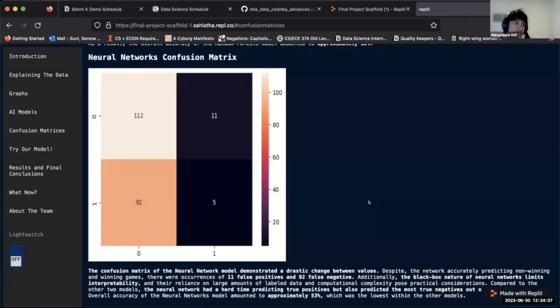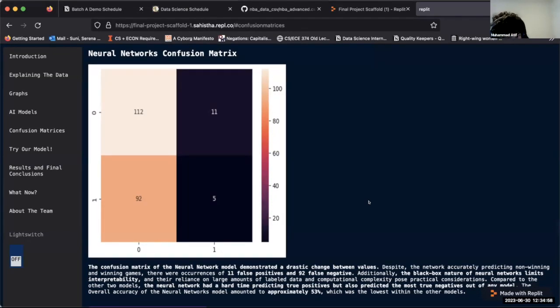So our final model was our neural network model. And the thing with the neural network model was that it was really, really good at predicting losses. It had 112 true negatives, and it really sucked at predicting wins because it only had 5 true positives. And this was kind of an overarching theme between all of our models, that they were much more likely to predict losses than they were wins.